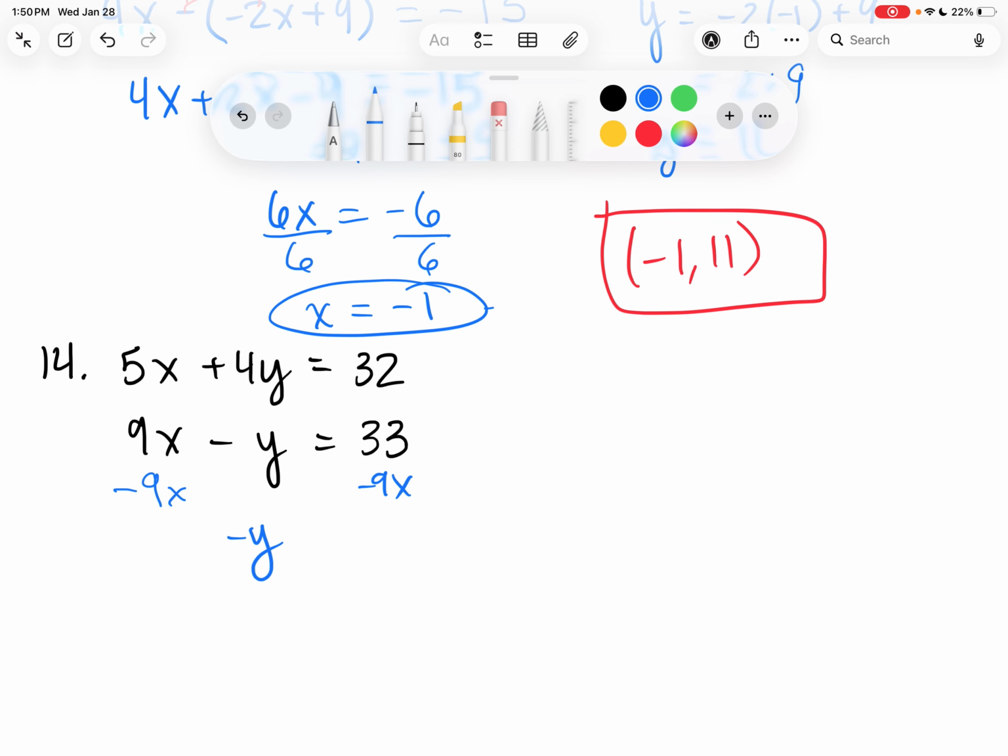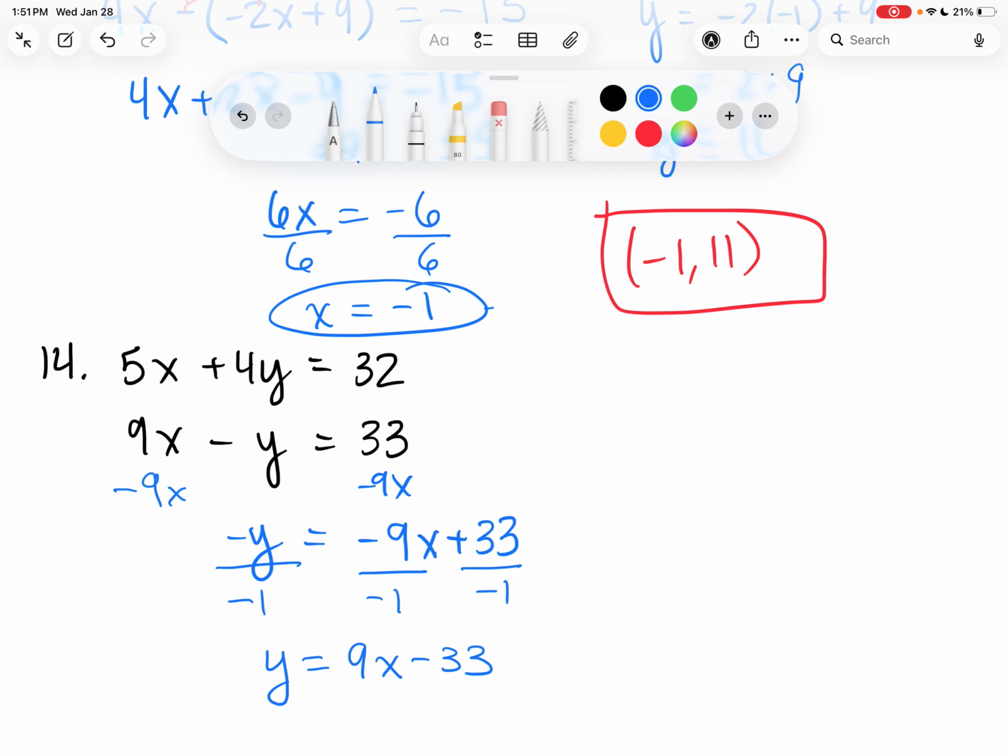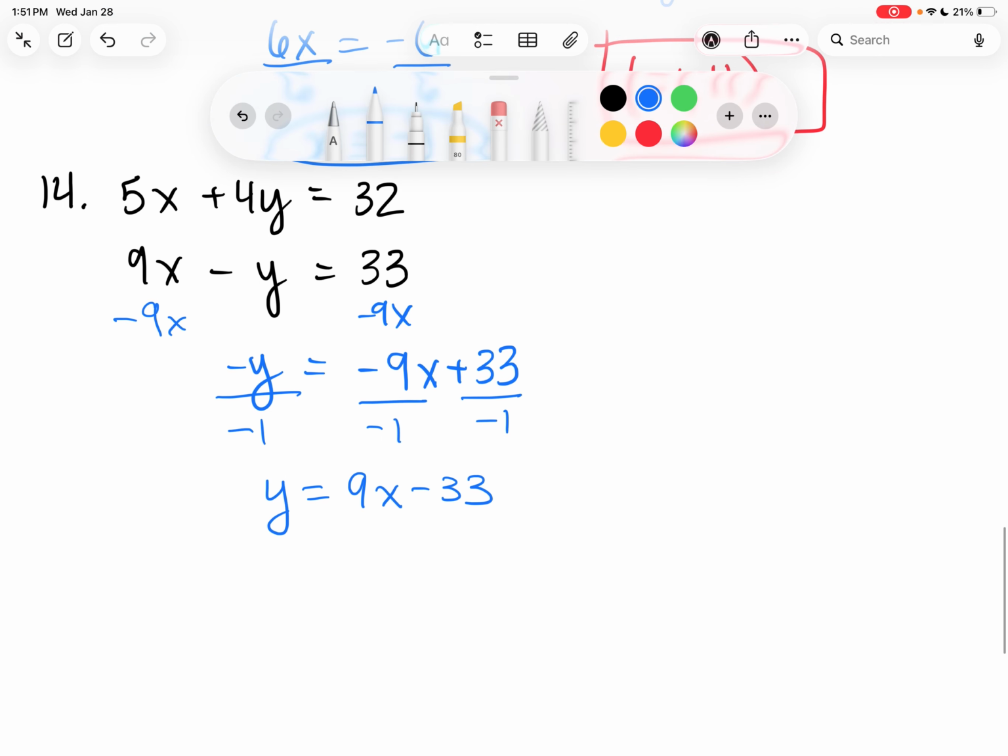So I have negative y equals negative 9x plus 33. Now, I divide by the negative 1. I have to do that on all the things. So this is y equals 9x minus 33 now. And then I'm going to take that and plug that in up here. Not going to be the prettiest numbers, but that's okay. 5x plus 4 times 9x minus 33. Again, I've set it up with parentheses so that I know to distribute. Equals 32.